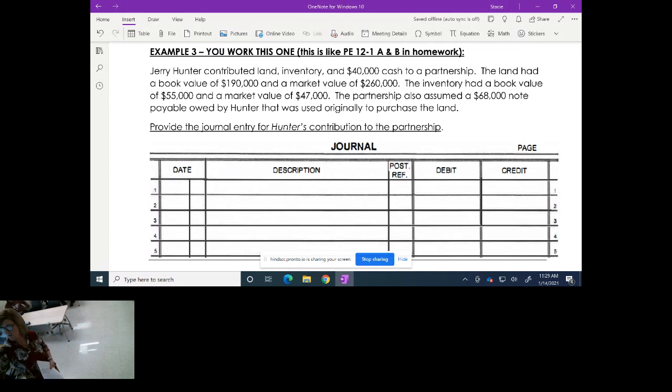So on this one, Jerry Hunter's putting in land, inventory, and cash. So the land, the book value.